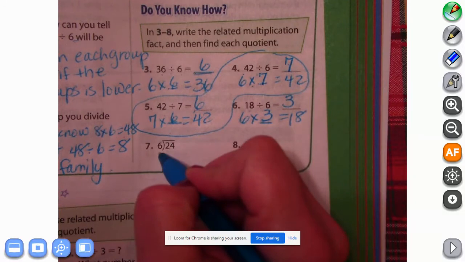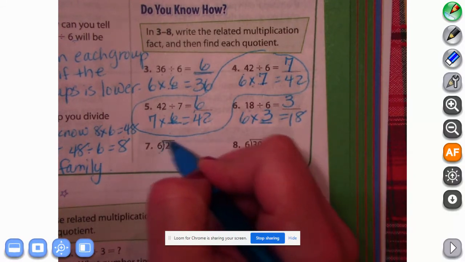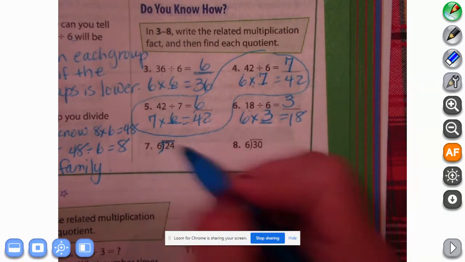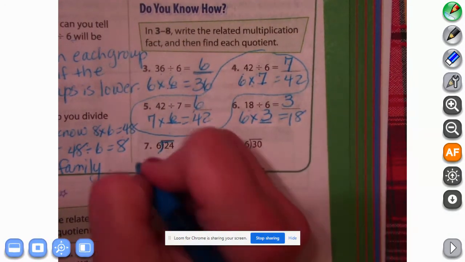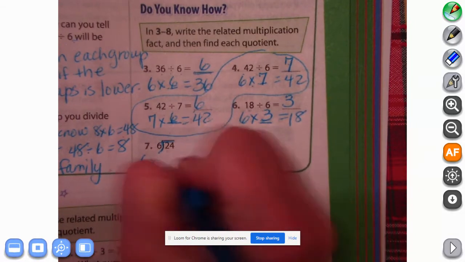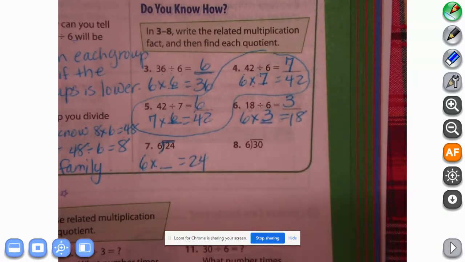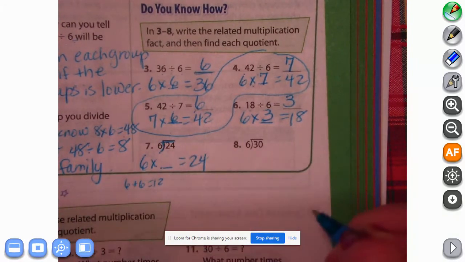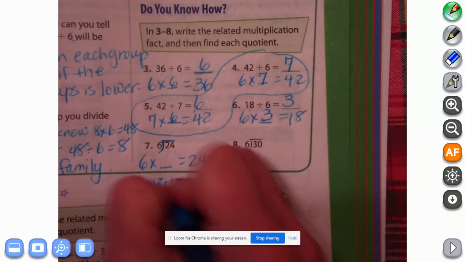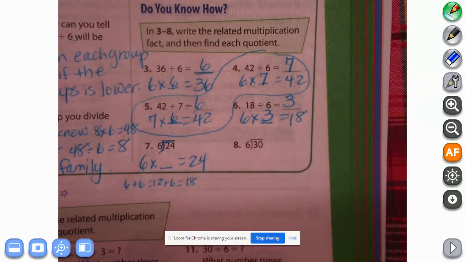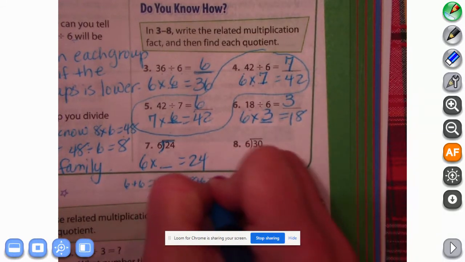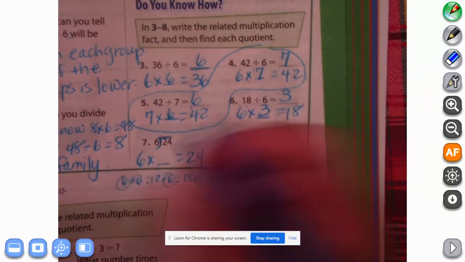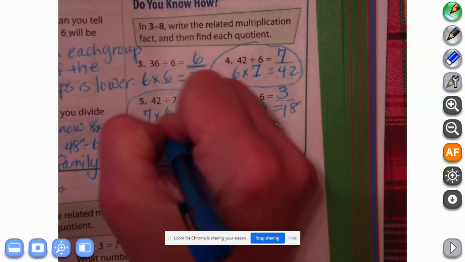24 divided by 6, this is what maybe people call the old-fashioned way, but it's using the house. So 24 divided by 6 will equal what? Well, 6 times what will equal 24? 6 plus 6 equals 12, plus 6 equals 18, plus 6 equals 24. So that's 1, 2, 3, 4. So we put the 4 up here.